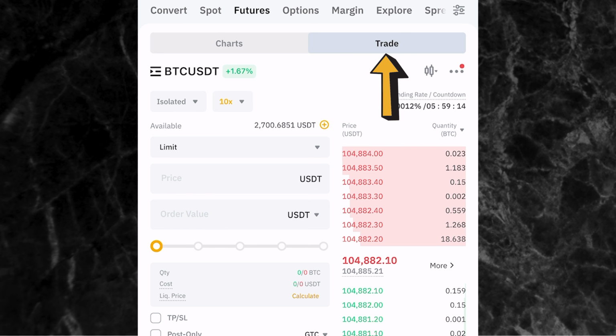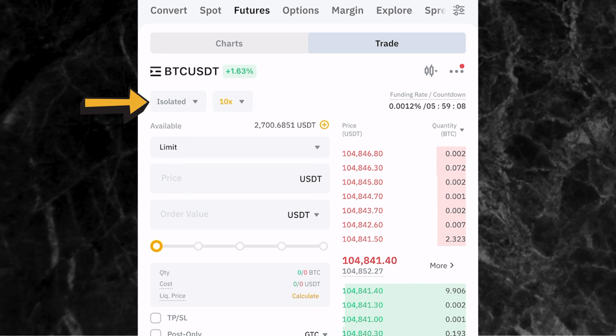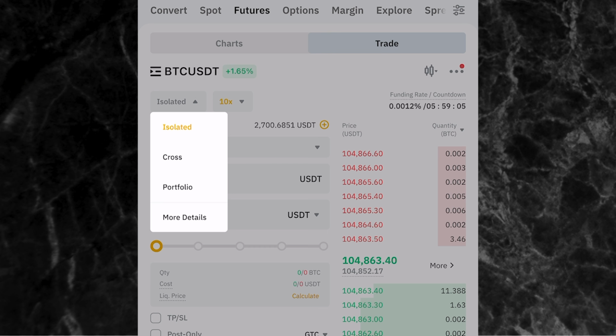Now once you get to this trade page right here and you are ready to take your trade, the first thing you want to do is to select your margin. You see where you have this isolated where the arrow is pointing to, just click on it. Once you click on it, you'll see the three different margins you have on Bybit. You have isolated margin, cross margin, and then portfolio margin. Let me start with isolated margin.